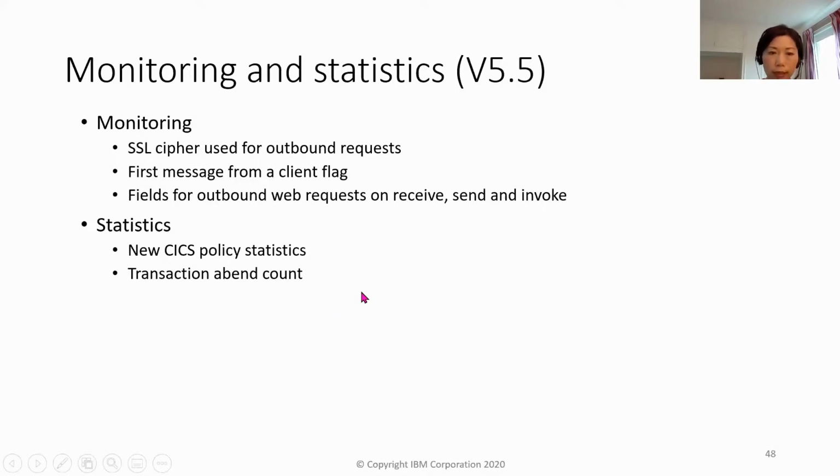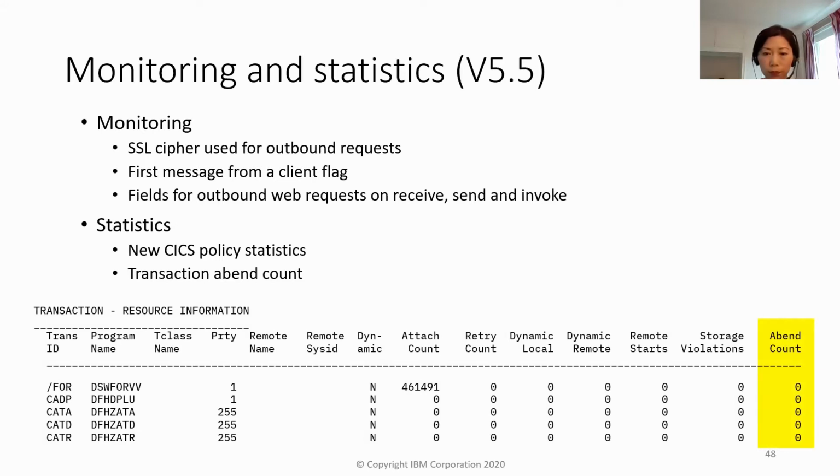On the statistics side, we have this new CICS policy statistics that can show you what policy rules are installed in the system, where they are, and the count of how many actions are being taken for the rule. Then the last is a transaction event count. You can see it for each transaction as a statistic now.